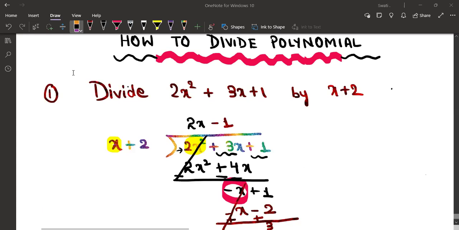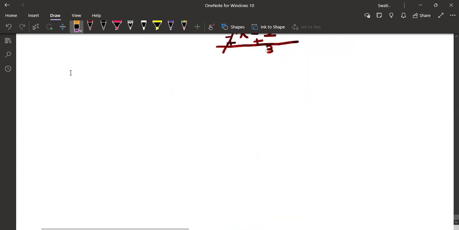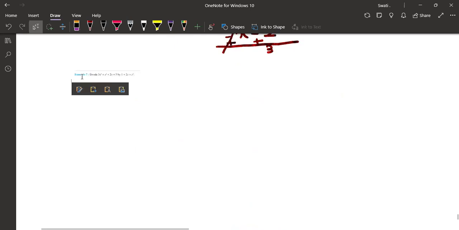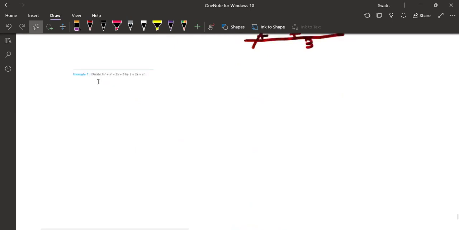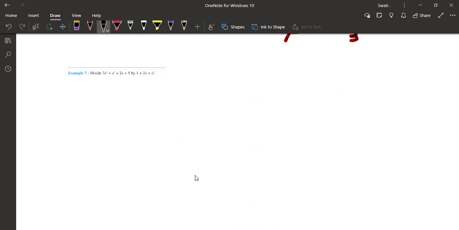Okay, so this is our next question. Okay, this is very small. I'll just make it a little bigger. I think it's not clearly visible. So it says divide 3x cubed plus x squared plus 2x plus 5 by 1 plus 2x plus x squared.